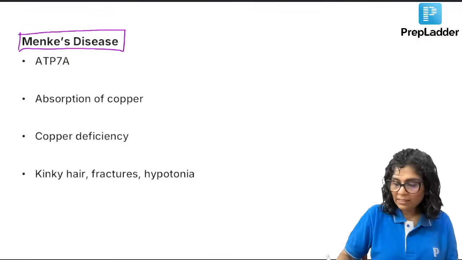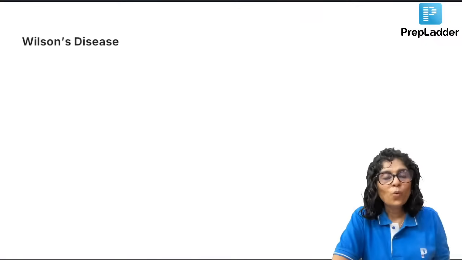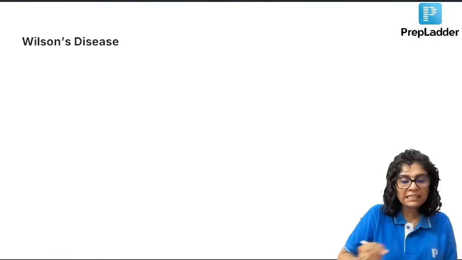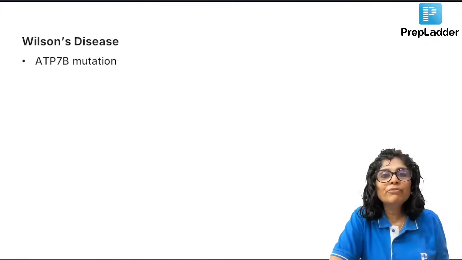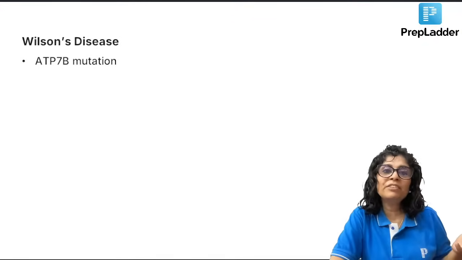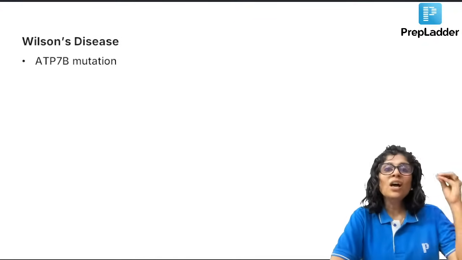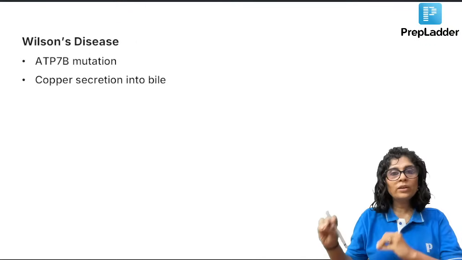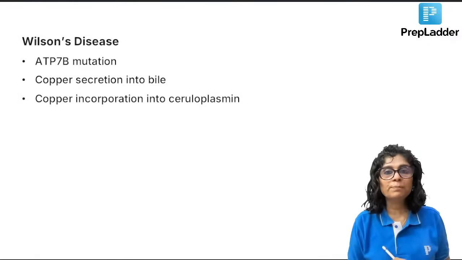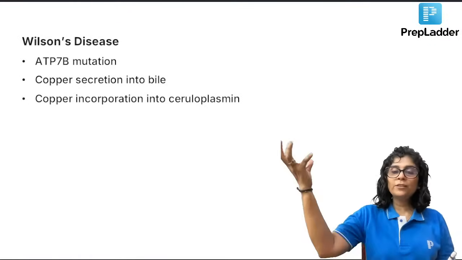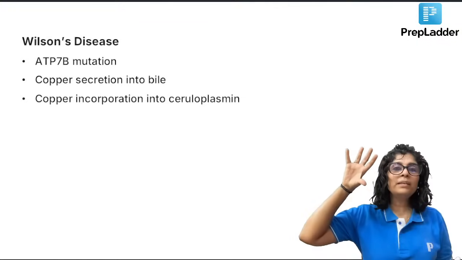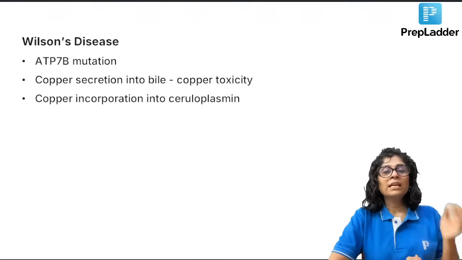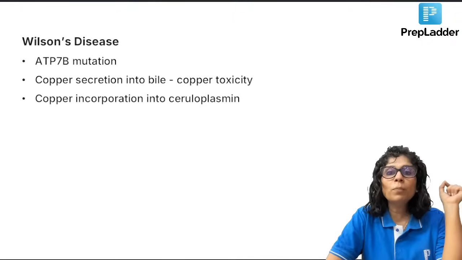Okay. Now let's learn about Wilson's disease. Wilson's disease is because of the defect of which protein, all of you? ATP7B. So tell me, what are the effects? Now you know the effect, right? When ATP7B is mutated, what will not happen? Copper will not get excreted into bile, right? Copper will not get incorporated into ceruloplasmin. So what are the effects? When copper is not getting secreted into bile, copper gets accumulated in the body, causing copper toxicity.